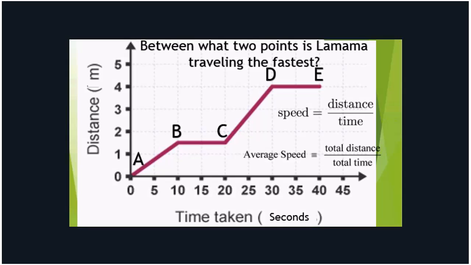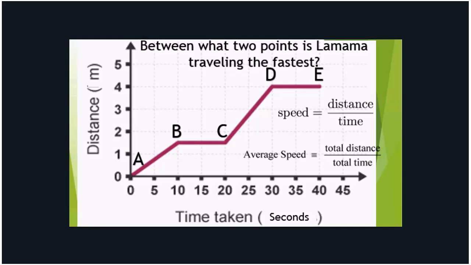The other way you could find this is by knowing that from C to D we said it was 0.25 meters per second. From D to E we know that her speed was 0 because we just calculated this. From B to C we also know her speed is 0 because the line is flat, meaning she didn't travel anywhere. Her distance at both B and C is 1.5. At A to B, if you calculated this, you should get 0.1 meters per second.